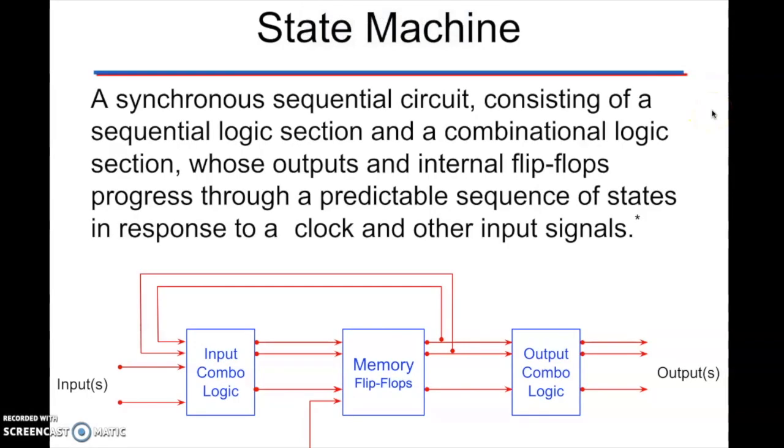Okay, so for part 1, we are defining state machines and illustrating their block diagrams. A state machine is a synchronous sequential circuit that has a combinational logic section and a sequential logic section. A state machine uses combinational and sequential logic to make decisions on outputs based on the inputs. The outputs and internal flip-flops go through a predictable sequence of states in response to clock signals and other inputs. And a state machine will hold a state until a new set of inputs are given, those being either from the flip-flop or the clock signals.